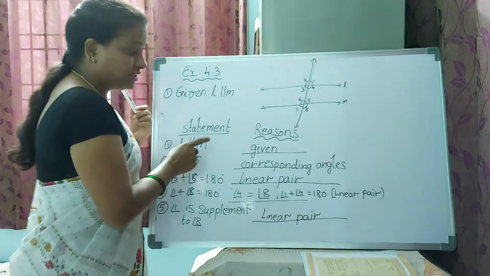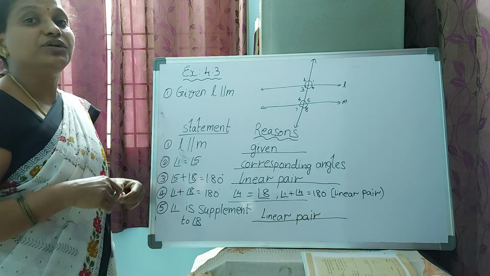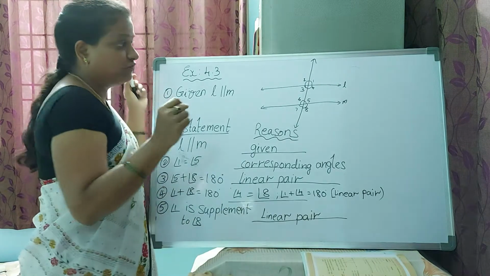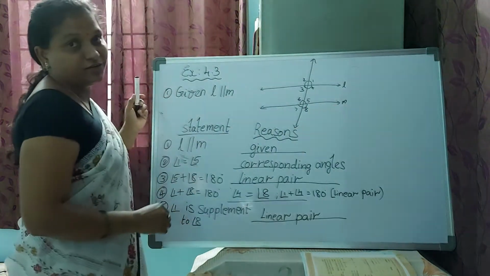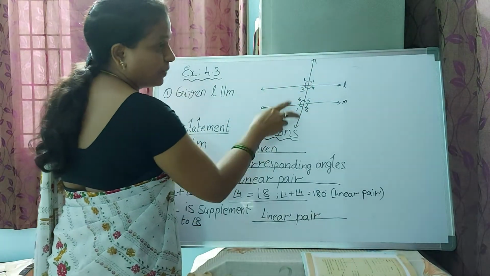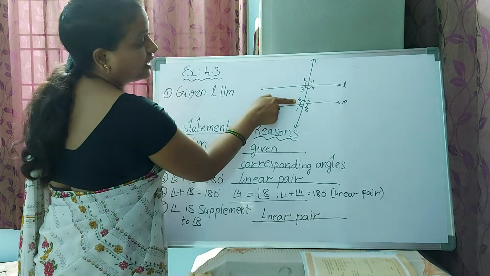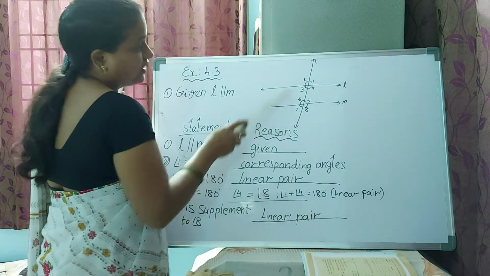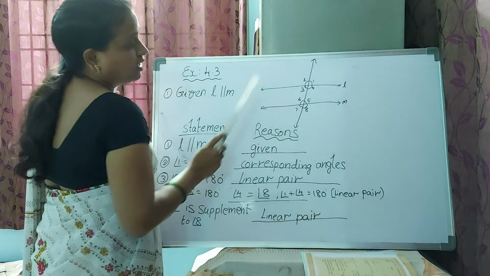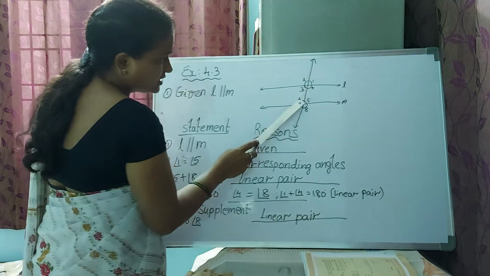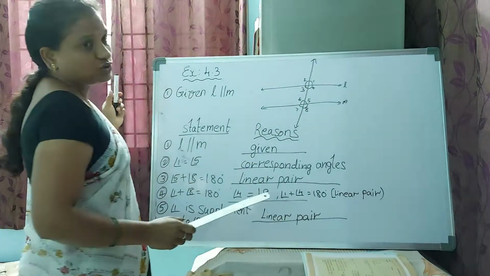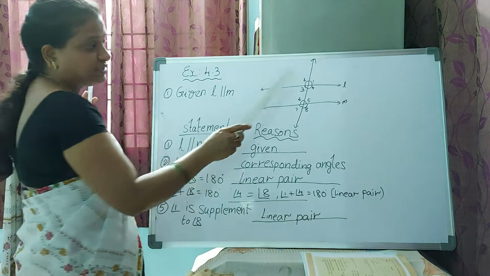Before going to see this video, first of all you have to see that video and understand that one. Simply, I will say within 1 minute: if a transversal meets two parallel lines, then its corresponding angles are equal, alternate interior angles are equal, angles on the same side of the transversal add up to 180 degrees, and alternate exterior angles are also equal. This is simply about that previous class.